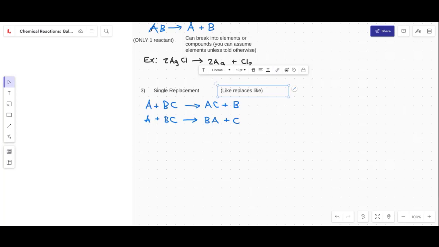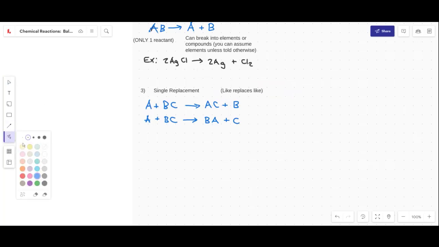And it's not polar and non-polar, because I know what you're thinking. Like dissolves like. So polar solvents dissolve polar solutes, and non-polar solvents dissolve non-polar solutes. But in this case, even though it's a similar phrase, it actually refers to something different. Like replaces like here means that, for example, if typically the elements in front are metals.